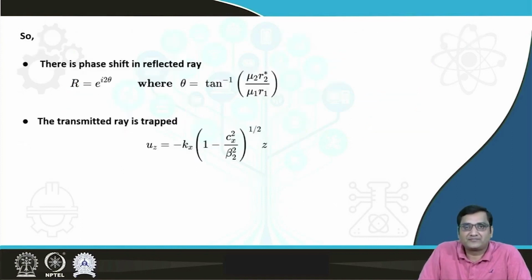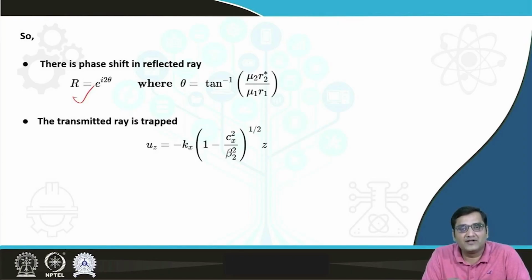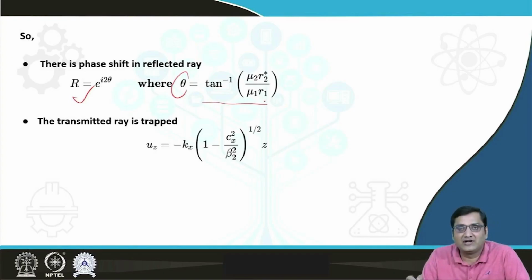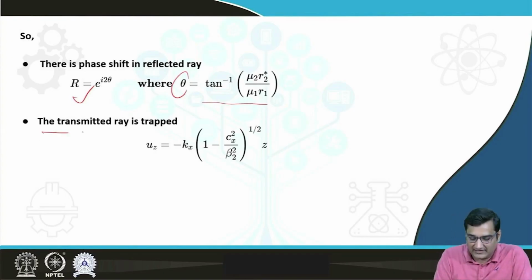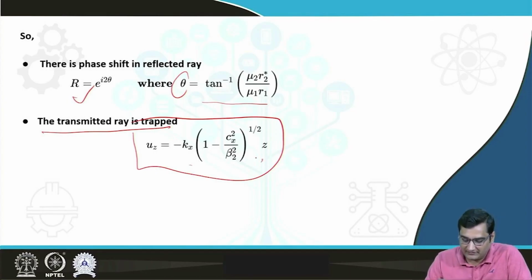So what we have seen for the reflected ray is that the magnitude is 1, and the reflected wave phase will be shifted by 2 theta, where theta will be tan inverse mu2 R2 star by mu1 R1. And the transmitted ray that will be trapped will be decaying with depth as an exponential term of this, that is kx in bracket 1 minus cx square by beta 2 square to the power under root.